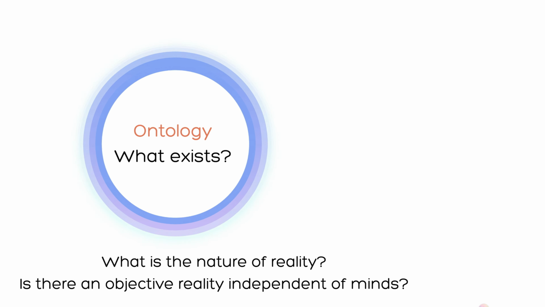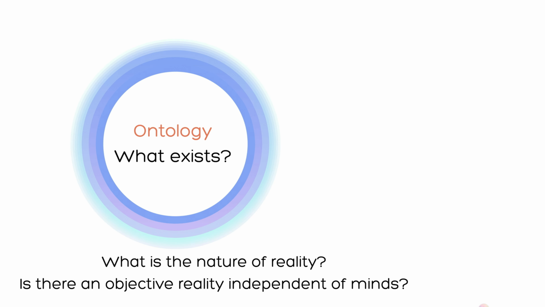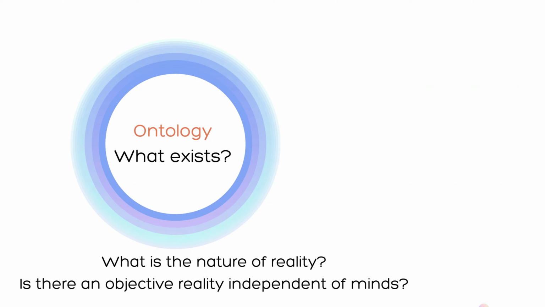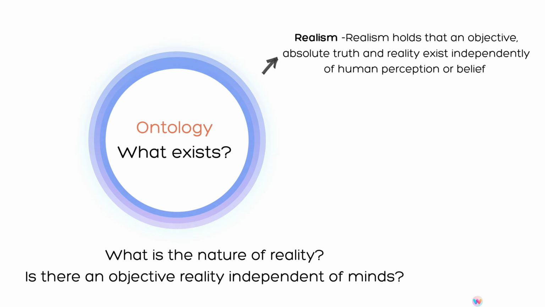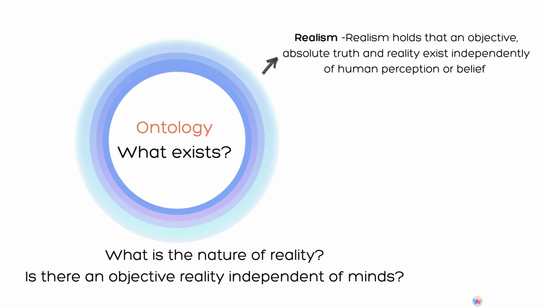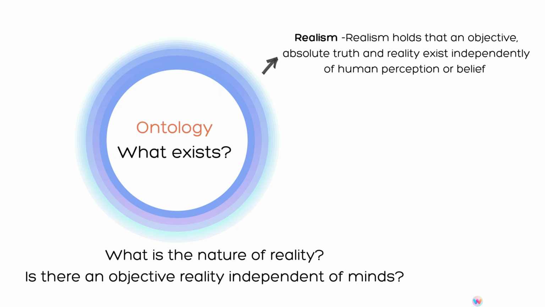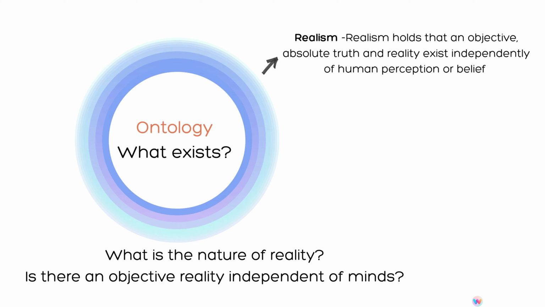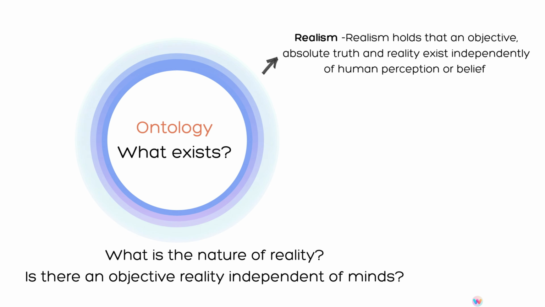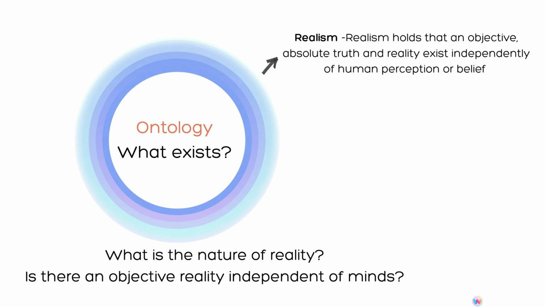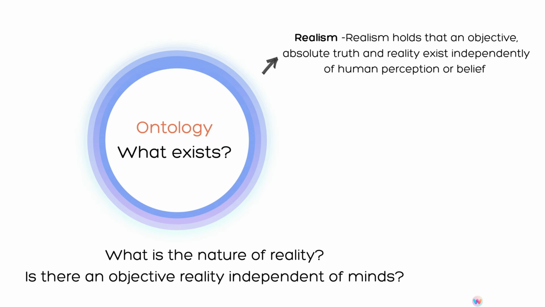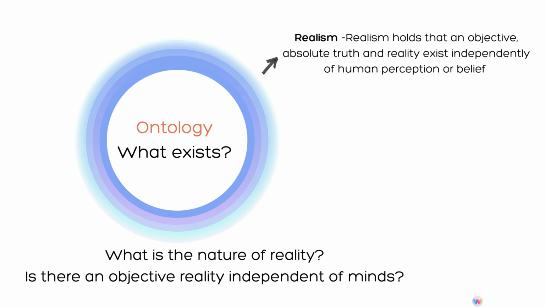What you understand exists, is it the same thing as what I think? Somebody might think aliens exist, but I may not agree. There are multiple ways of thinking about ontology. One of them is realism, and realism holds that an objective absolute truth and reality exist independently of human perception or belief. So what that means is, irrespective of what you think or what somebody else thinks, the reality exists.